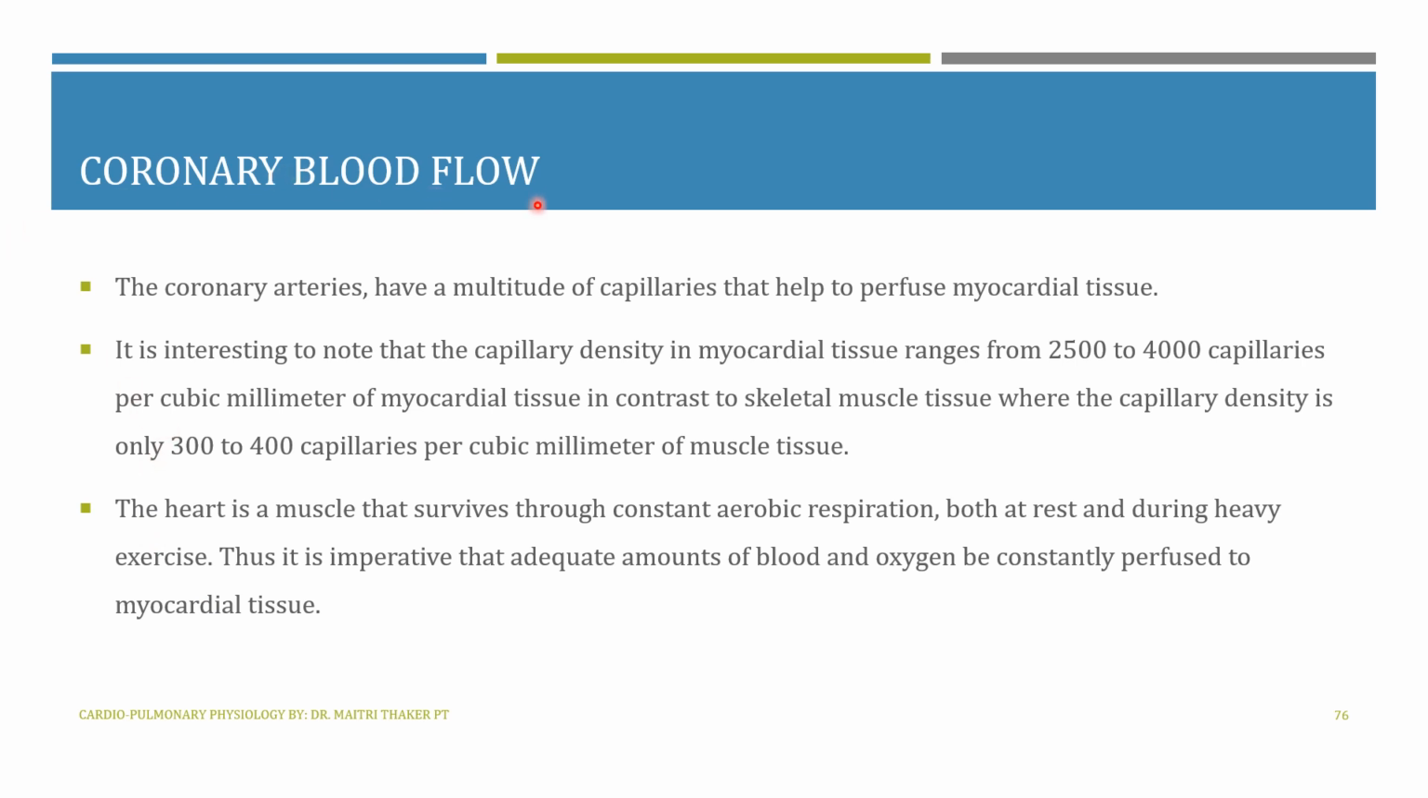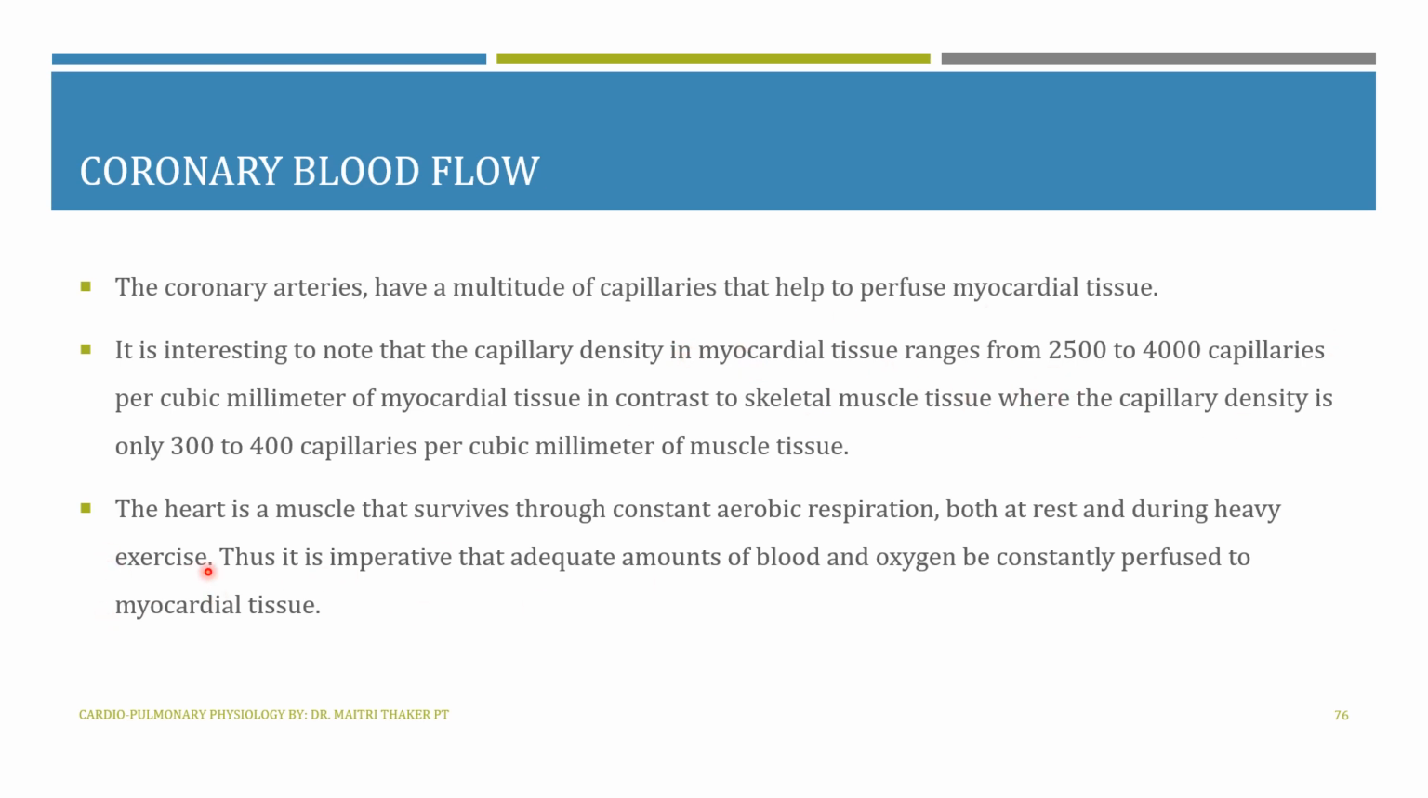Now, coronary artery blood flow. Coronary arteries have a multitude of capillaries that help to perfuse myocardial tissue. Obviously, your heart muscle needs oxygen to continuously work without getting fatigued. It is interesting to note that the capillary density in myocardial tissue ranges from 2500 to 4000 capillaries per cubic millimeter, while in skeletal muscle the density is only 300 to 400 capillaries per cubic millimeter. Why? Because the myocardial muscle needs more oxygen to work continuously.